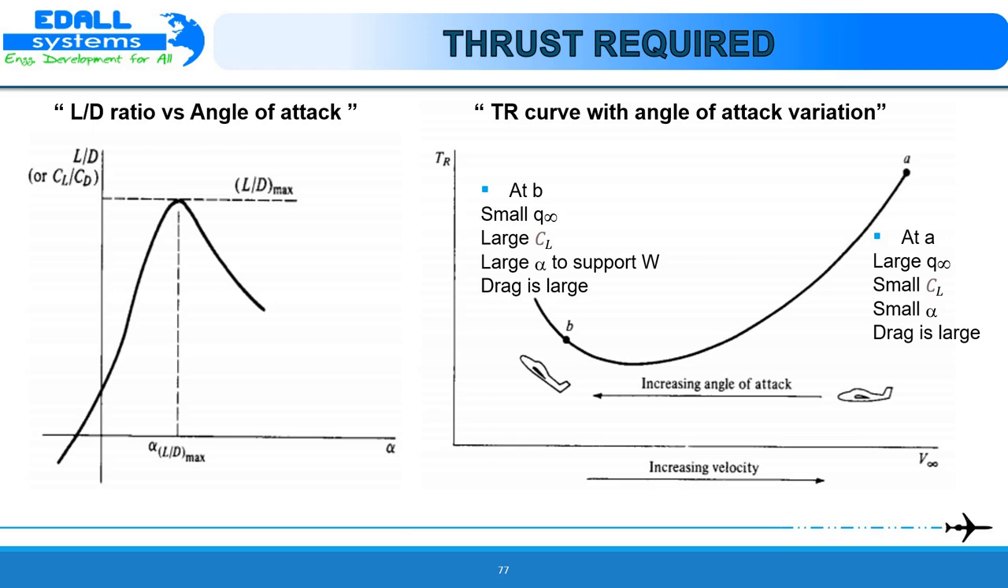At low velocity such as the point B, Q infinity is low and therefore the coefficient of lift is large. At these conditions, the coefficient of drag increases rapidly, more rapidly than the coefficient of lift decreases, and hence the drag and thrust required increase. This is why starting at point A, thrust required first decreases as velocity decreases, then goes through a minimum and starts to increase as shown at point B. The total drag of the aeroplane is the sum of the zero lift drag and the drag due to lift.